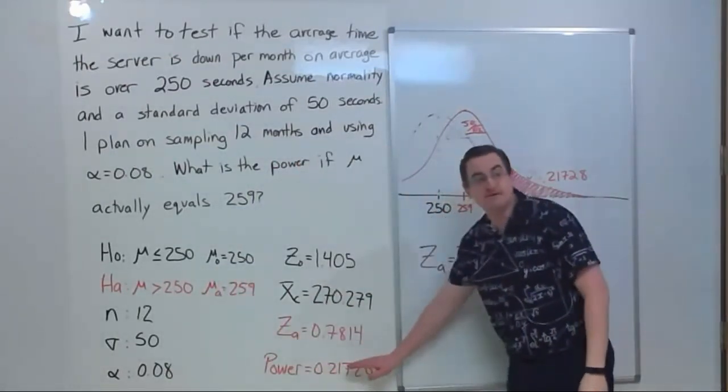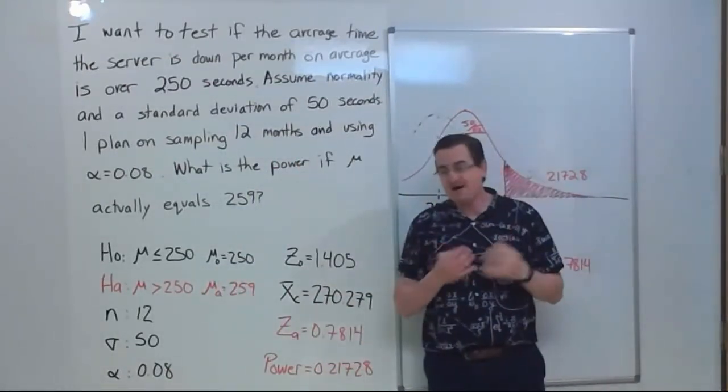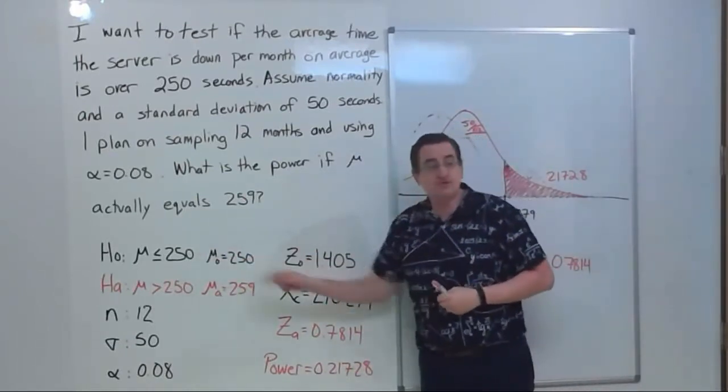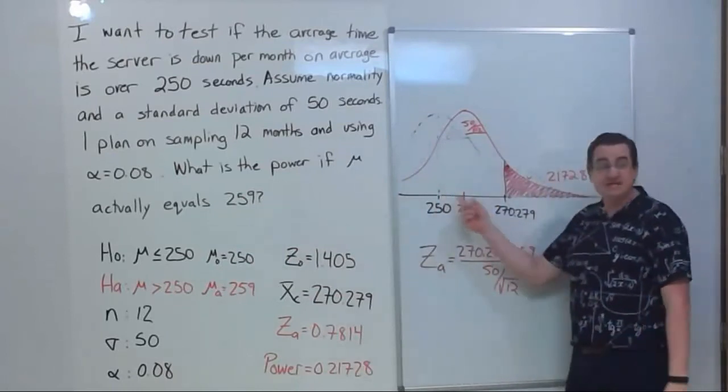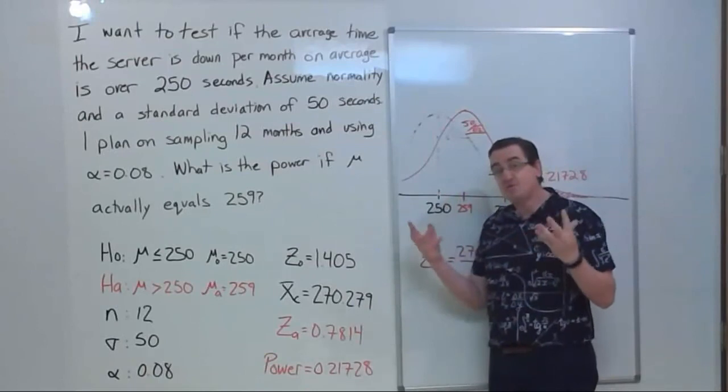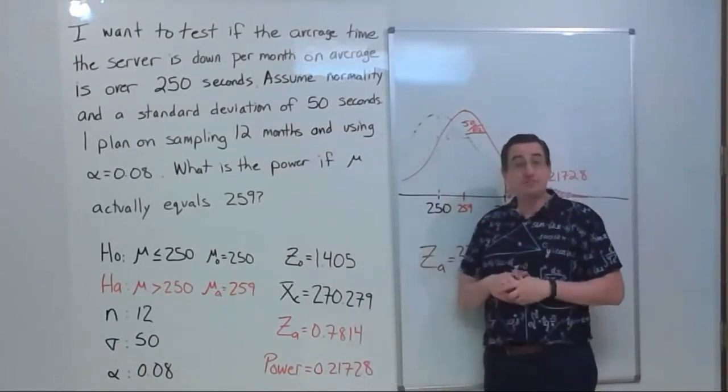And there is our final answer. 21% power, that's not super great. Why is it so low? Well, because the null and the alternative were so close together, it's kind of hard to tell that the null is a lie. So we only have the power to detect that with about a 21% chance.